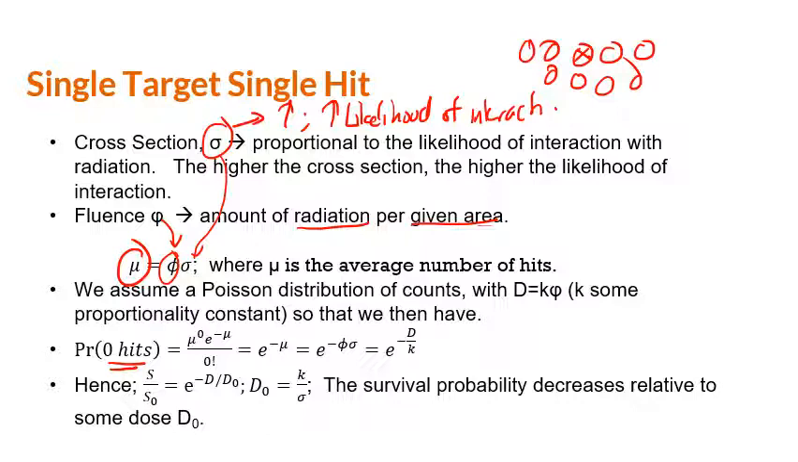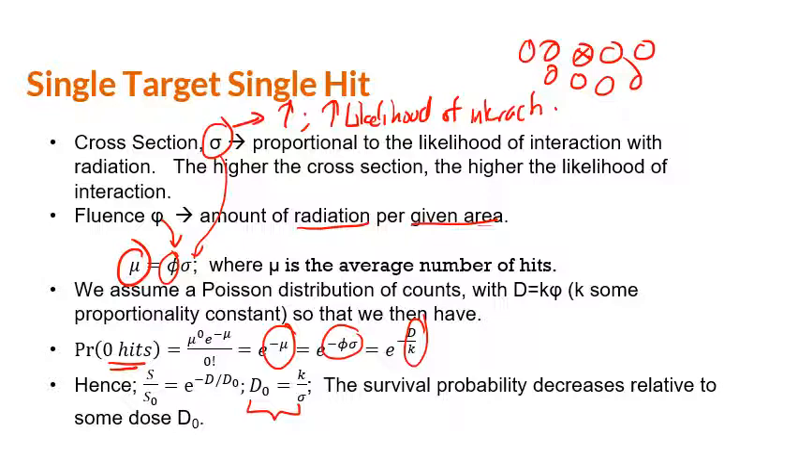So using the Poisson distribution, so you have mu to the 0 e to the minus mu over 0 factorial, which is equal to e to the minus mu, or e to the minus sigma, which is your cross section, times your fluence phi. And then we can replace this by this equation, negative D over K. Okay, suppose we have some reference dose K over sigma. So suppose reference dose lang.